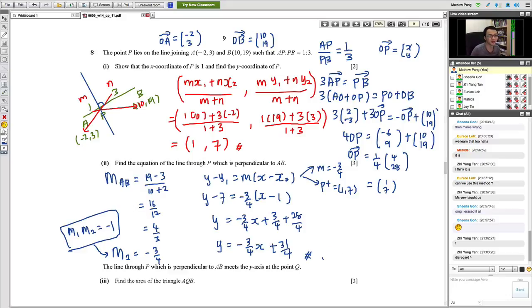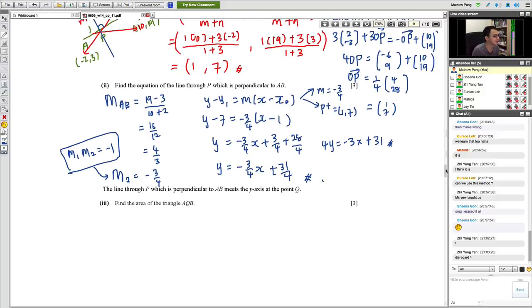This one should be okay, right? It's not something very suspicious for you. You should be able to do this one easily. Or if you want the equation without a fraction, you can multiply 4 for everything, because some students might leave the equation like this: 4y equals negative 3x plus 31. You can do this if you want. Just multiply 4 for every single term.